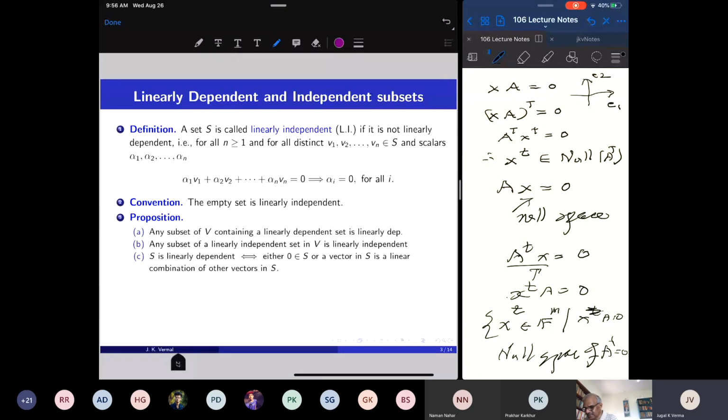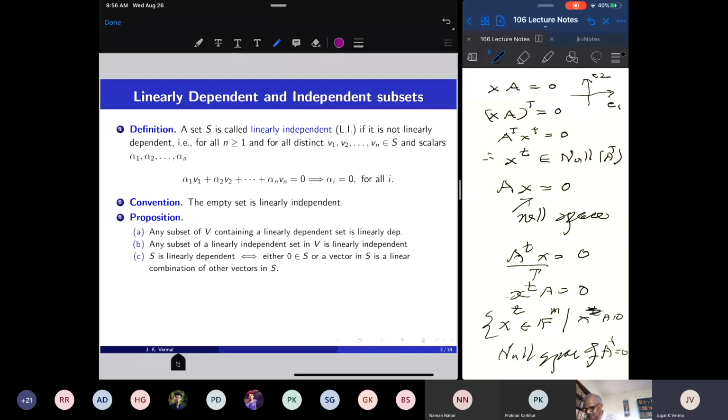S is linearly dependent if and only if 0 belongs to S or a vector in S is a linear combination of other vectors. So if 0 belongs to S, certainly the 0 vector times a non-zero scalar produces the 0 vector. So as soon as a set contains the 0 vector, it is automatically linearly dependent.